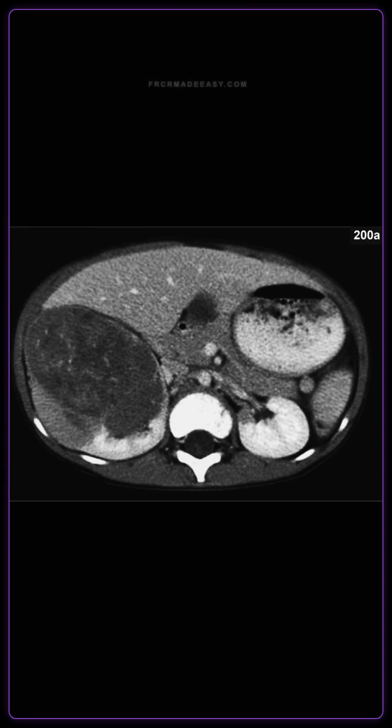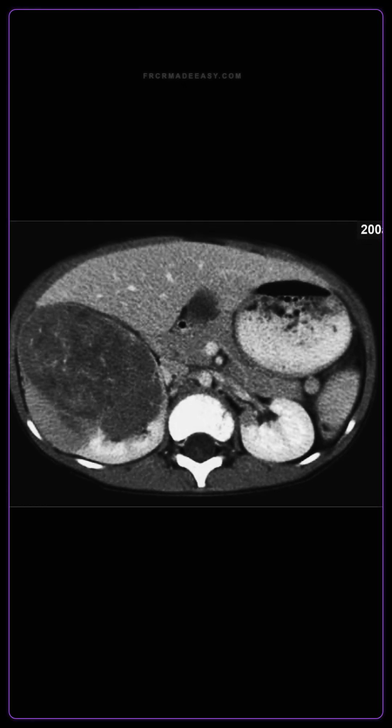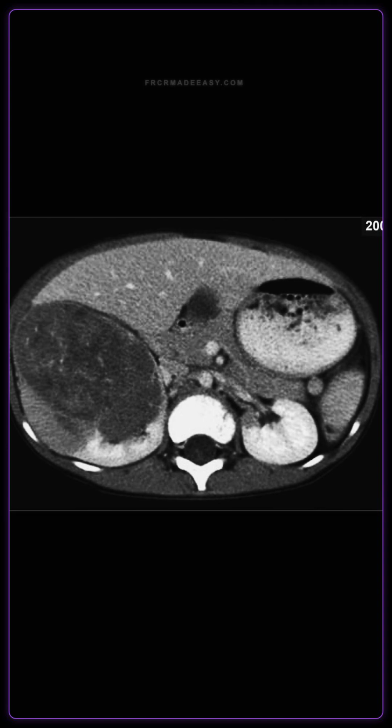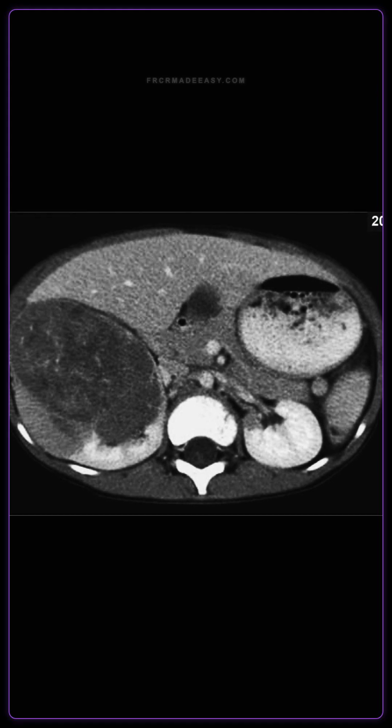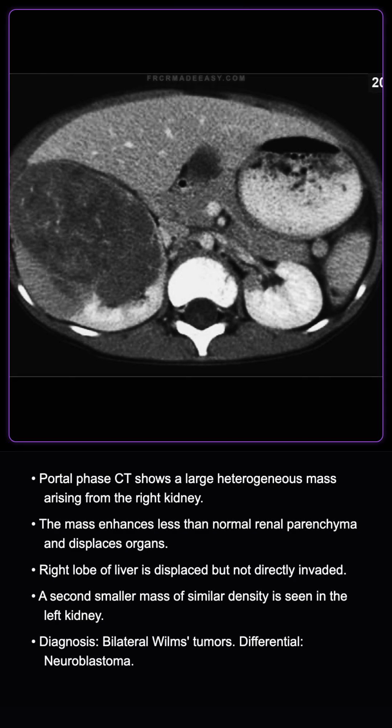A 4-year-old child presents with a palpable abdominal mass, fever, and right-sided abdominal pain. I am showing you an axial contrast-enhanced abdominal CT in the portal venous phase. Describe the findings.